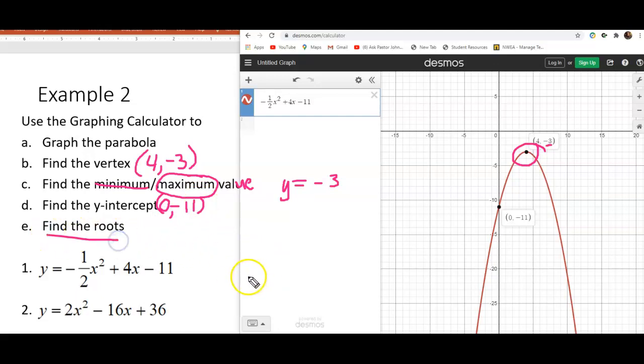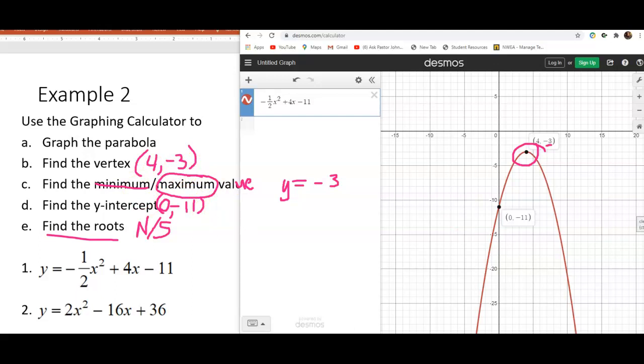Next, we have to find the roots. Now, the roots are where it touches the x-axis, but as you guys can see, the parabola does not touch the x-axis. So we're going to put NS here for no solution. Okay, so this is really just about using technology, but also identifying parts of parabolas.